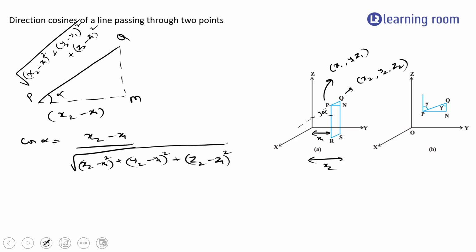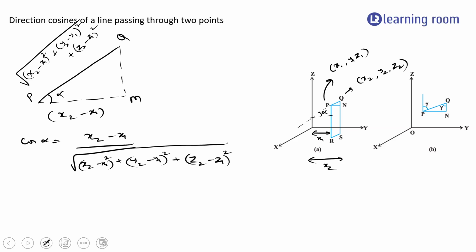Sir, I didn't understand how the angle alpha is made. You extend that PQ so that it is cutting the y-axis, and I constructed a line parallel to the x-axis. That is alpha.